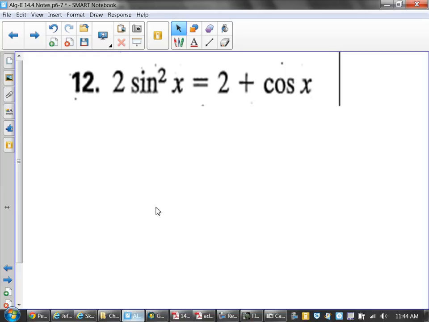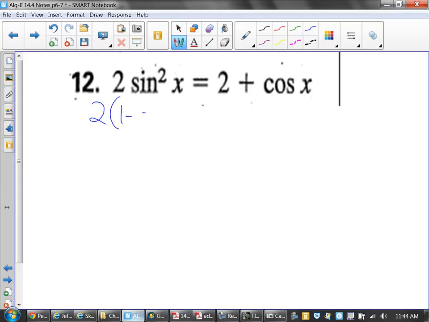Cosine. So what I'm going to do here is use some substitution, knowing that sine squared is equal to 1 minus cosine squared. Okay? Here's what I do. I take 2 times 1 minus cosine squared of x equals 2 plus cosine of x. Distribute.